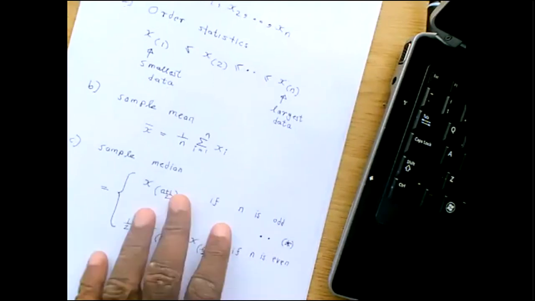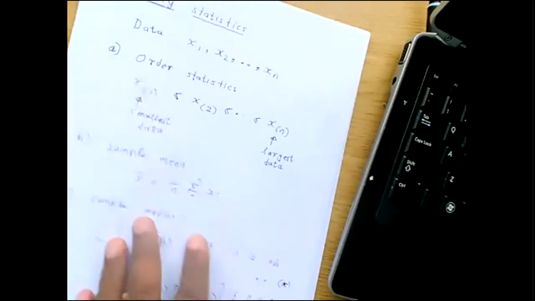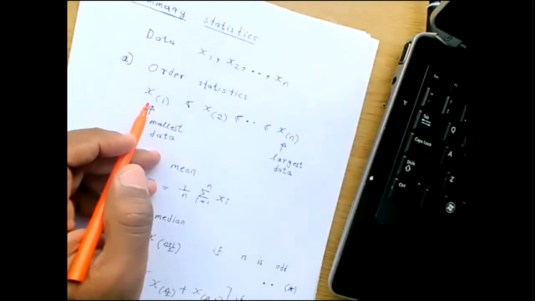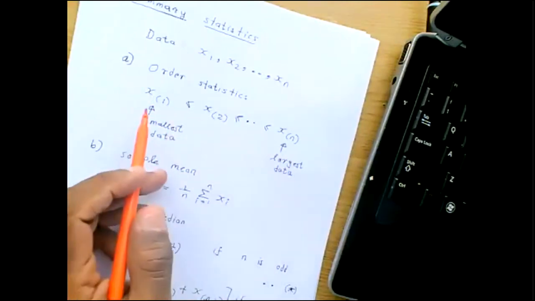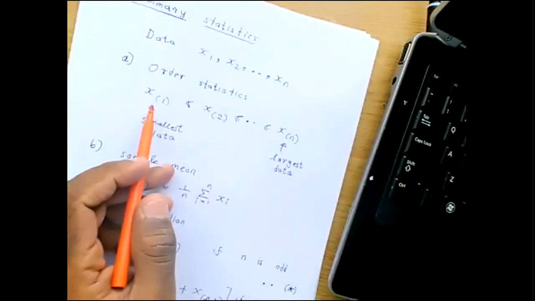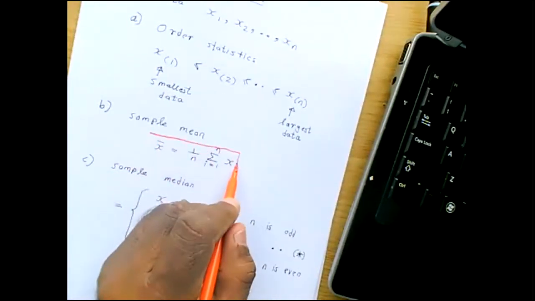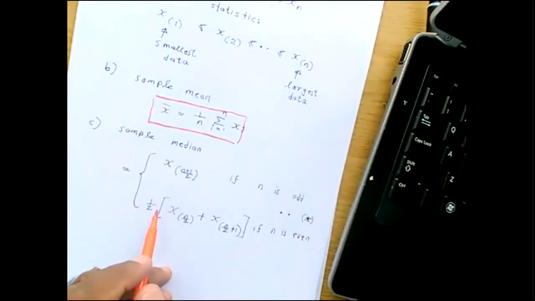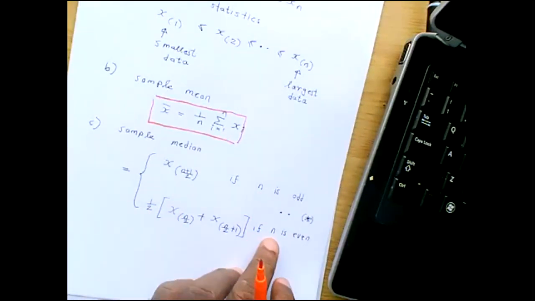Okay, the first thing I want to do is to talk about summary statistics. If you're given a data set like this, the first thing you need to know are order statistics. Order statistics are simply data arranged from the smallest to the largest. So this is the smallest, this is the largest. This is the sample mean, which is simply the average of the data. This is the sample median, which is defined differently depending on whether the sample size is odd or even.